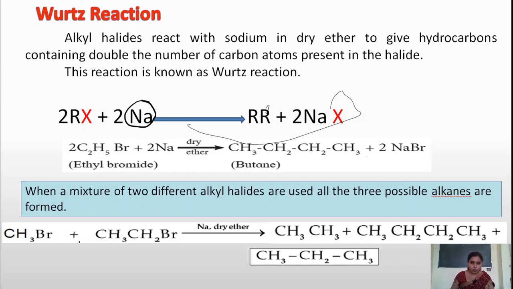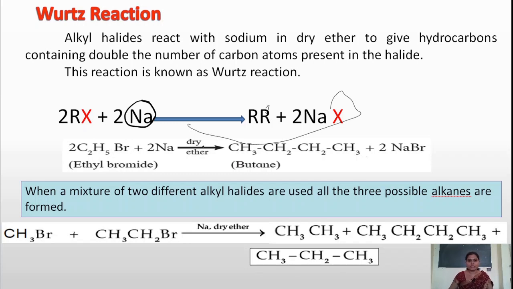Now these two alkyl groups from the second compound also react together to form a higher alkane, and this alkyl also gets attached together to form a higher alkane. So the products of this reaction are CH3CH3, CH3CH2CH2CH3, and this CH3CH2 gets attached to this CH3, and this is also a product, CH3CH2CH3.